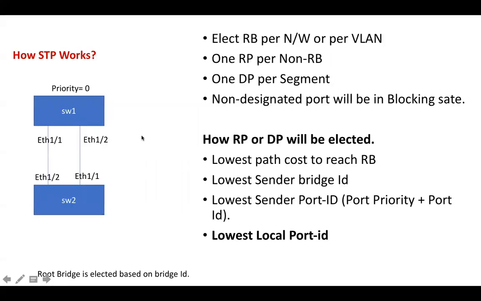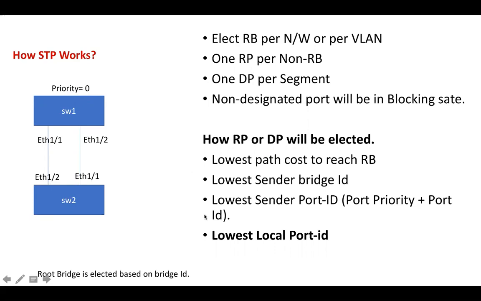Okay. So first question comes: how does STP work? As we know, STP will elect a root bridge based on bridge ID. So here, bridge ID is a combination of priority and MAC address. Priority is 0, that's why switch 1 is selected as the root bridge. Now we have to elect one root port. A root port will be elected on a non-root bridge. So here either Ethernet 1/2 will be elected as the root port or Ethernet 1/1 will be elected as the root port.